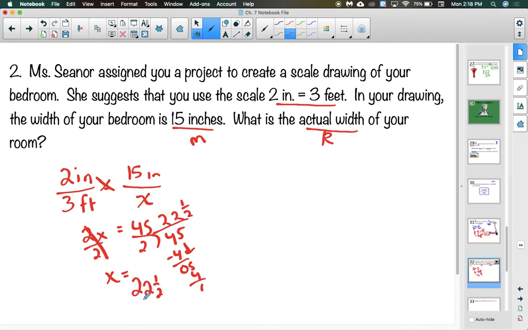And then we're trying to say, okay, well, what are our units right now? We're looking for the real measurement of our room, so that's measured in feet. 22.5 feet is the length of your bedroom. Okay.